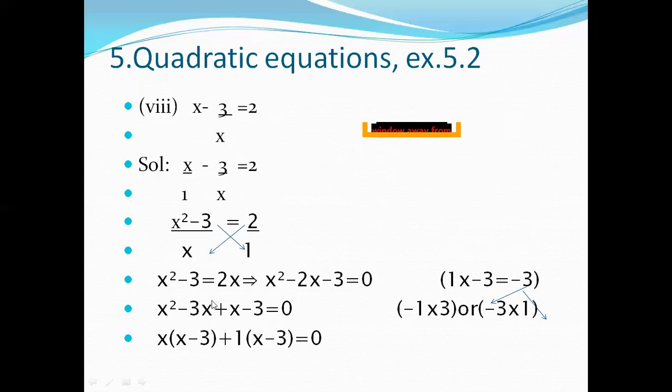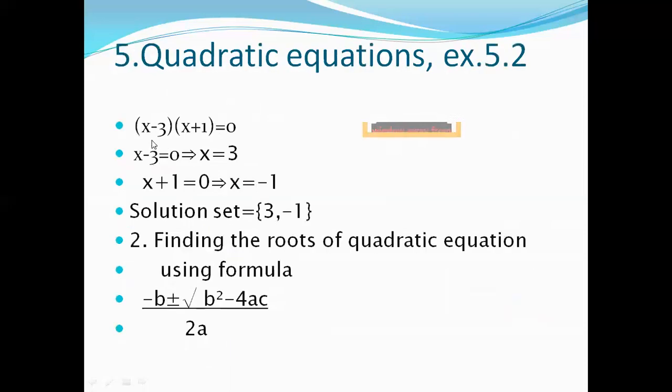So split the middle term as x square minus 3x plus x minus 3 equal to 0. In these two, common is x. So take x into x minus 3. In these two, nothing is common, so write 1. So 1 into x minus 3. Now, in these two, the common one is x minus 3. Take x minus 3 common. Here left over is x and the other left over is plus 1. So x plus 1 equals to 0.